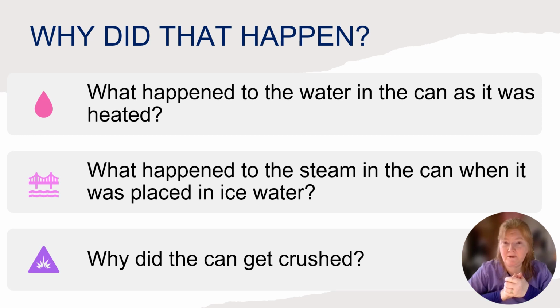All right, so think about it. Why did that happen? What happened to the water in the can as it was heated? Well, it started to evaporate, right? Become steam, water vapor. And then what happened to the steam in the can when it was placed in the ice water? Well, it condensed, right? It became a liquid again. And as it did, the pressure in the can dropped. But the atmospheric pressure, the air pressure didn't change. So all of a sudden, the air pressure was able to squash the can.